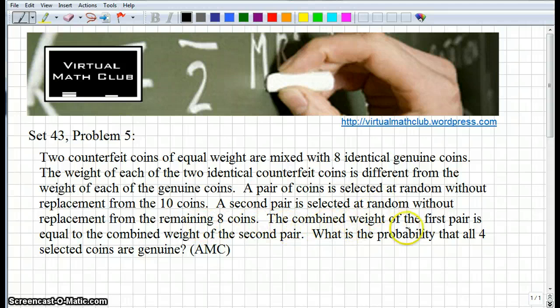The combined weight of the first pair is equal to the combined weight of the second pair. What is the probability that all 4 selected coins are genuine?